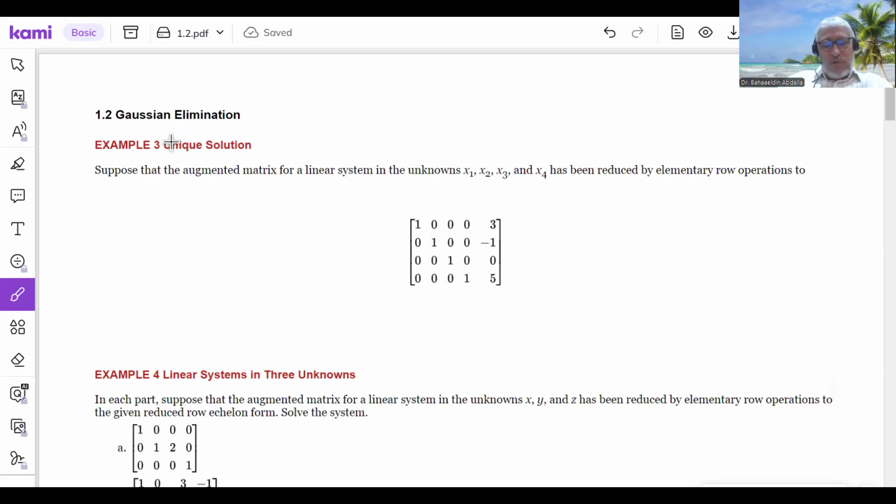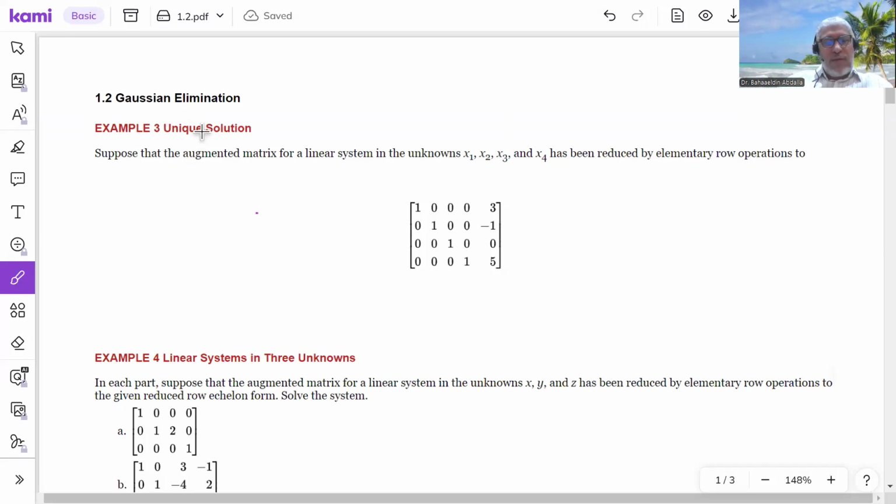This is section 1.2 and it's about Gaussian elimination. We mentioned this method in the previous section, but let us solve some examples about it.